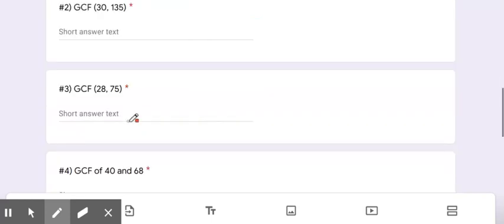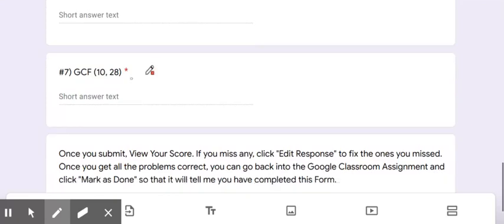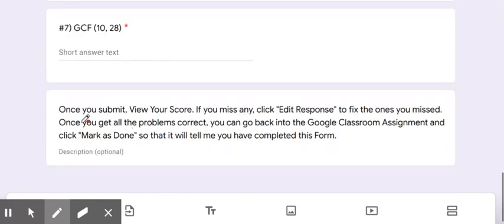Okay, so you try the rest, 3 through 7 on your own, and be sure to read this note right here. Once you submit, of course, view your score, see how many you got correct. If you miss any, I would like for you to click Edit Response to fix the ones that you missed. Once you get all the problems correct, you can go back into the Google Classroom assignment and click Mark as Done so that it will let me know that you have completed this Google form.